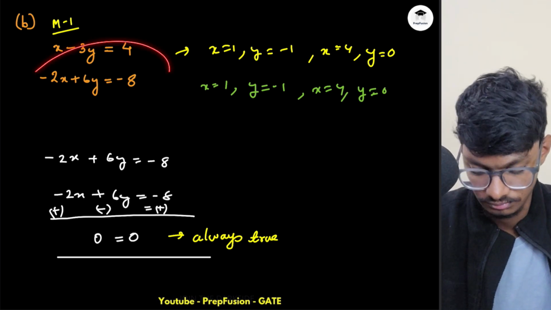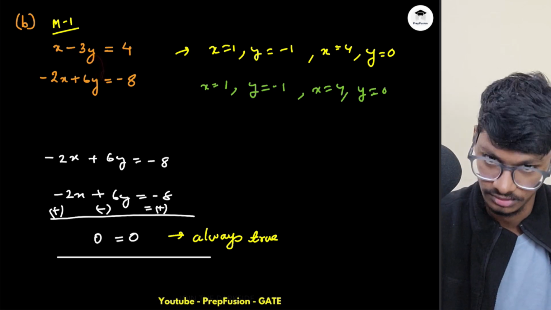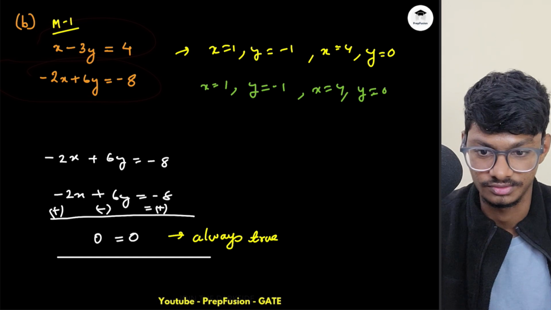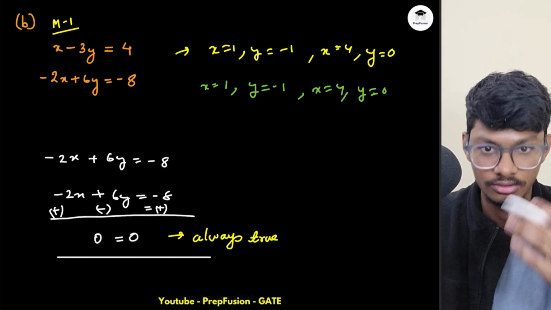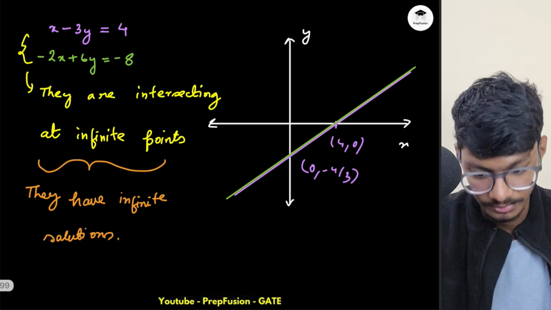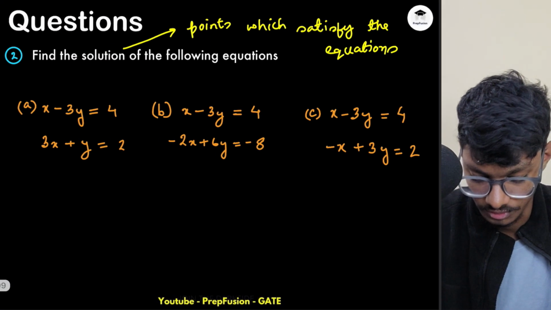Whichever point you take, they will always satisfy. Both of these equations will always be satisfied because one is derived from the other, because this equation is basically the scaled version of this one. We will understand all these things in the next few lectures, but for now that is the hint. Now let's take the third question.